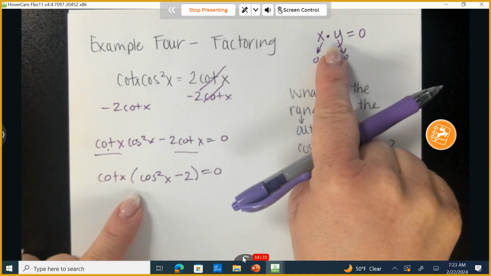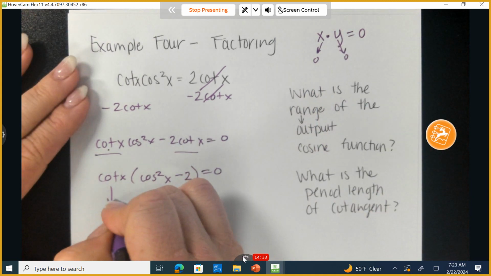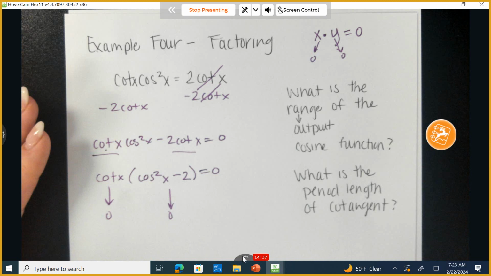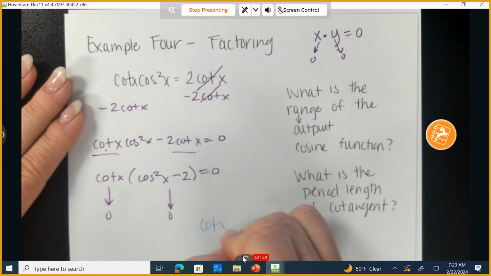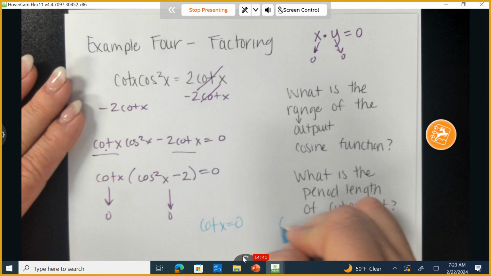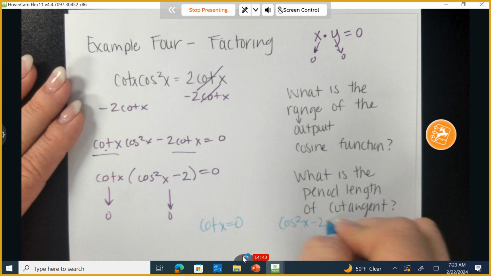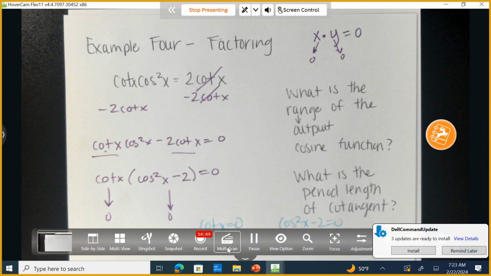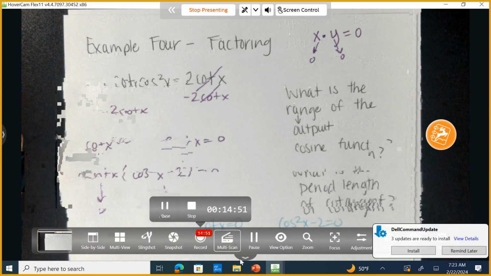Okay, this, we're going to apply the same concept. Either this equals 0 or this equals 0. So please take this and set it equal to 0. So take cotangent of x, set it equal to 0, and take cosine squared x minus 2, set it equal to 0, and solve. If you are watching this back, please press pause and complete those 2 steps. Okay, here we go, kiddos.